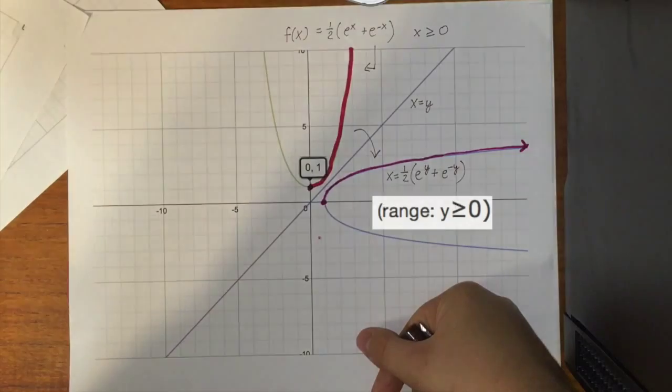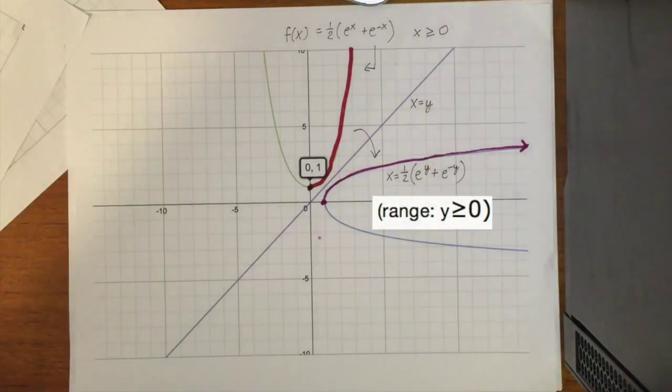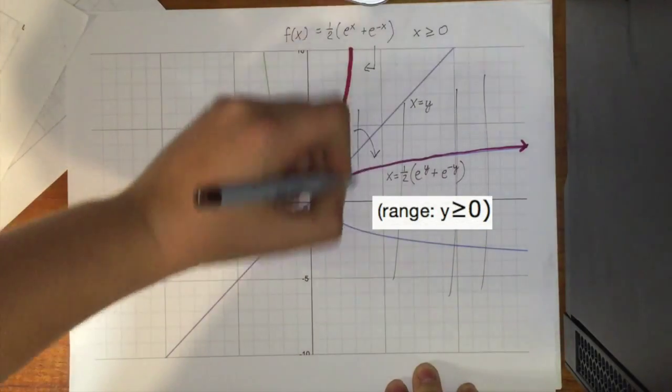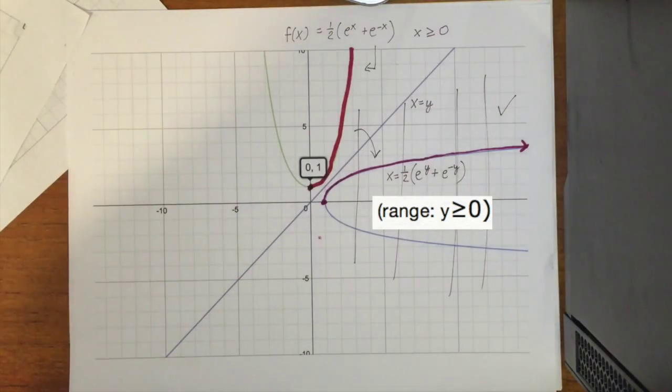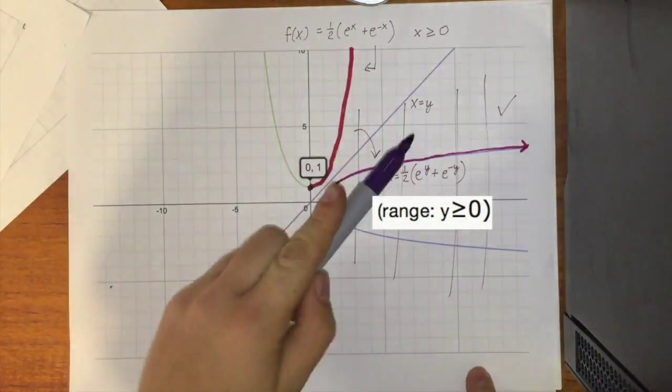So it would be x is equal to 1/2 (e to the y plus e to the negative y). Having one y per x value, this function passes the vertical line test, and so it's a real function and our answer for part 1.